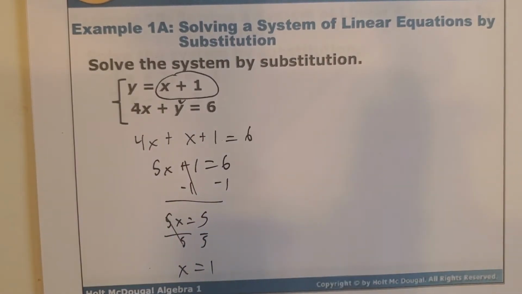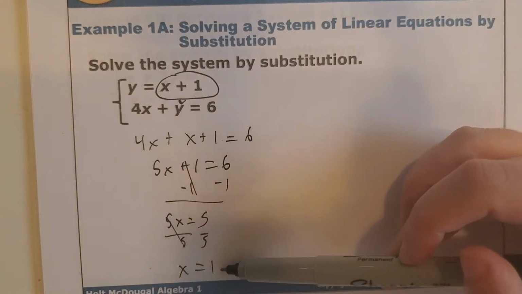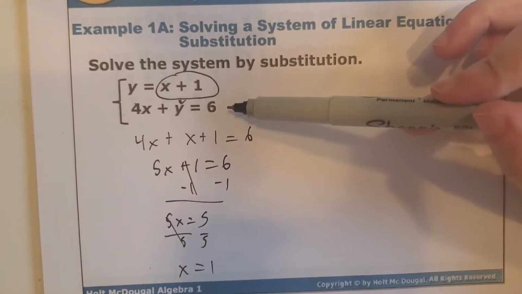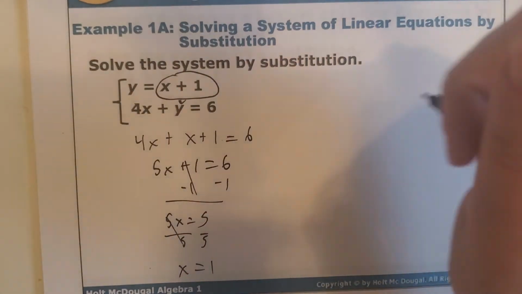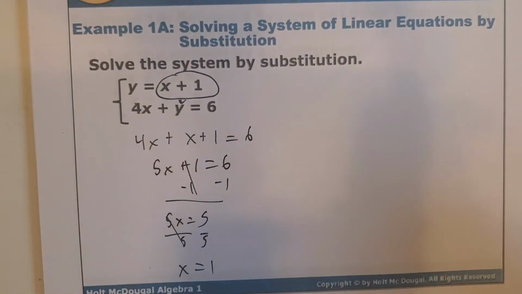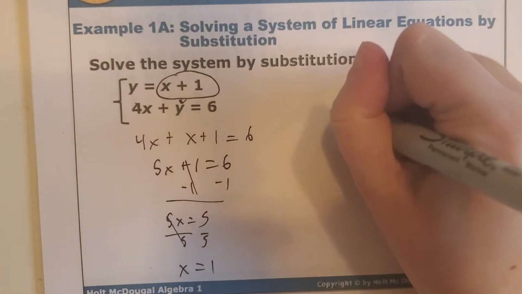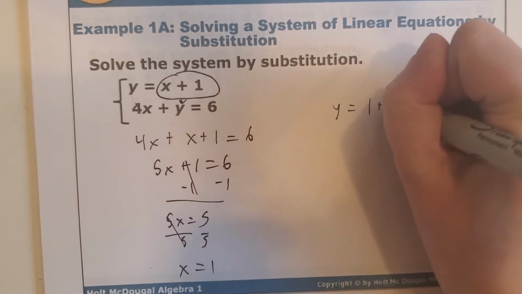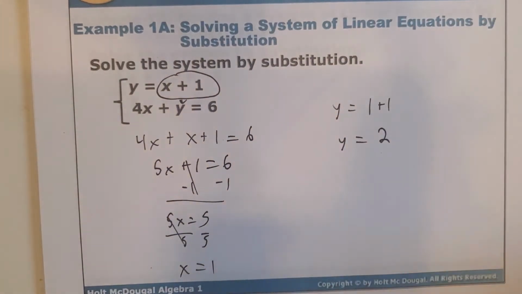And again, the problem isn't done yet once you get a value for x or a value for y, or once you solve one of these equations. You still need the other variable. So we're going to plug 1 in to either one of the original two equations. Again, it doesn't matter which one. I'll go with the first one again, just because it looks a little bit easier. Y is equal to 1 plus 1, so y is equal to 2.